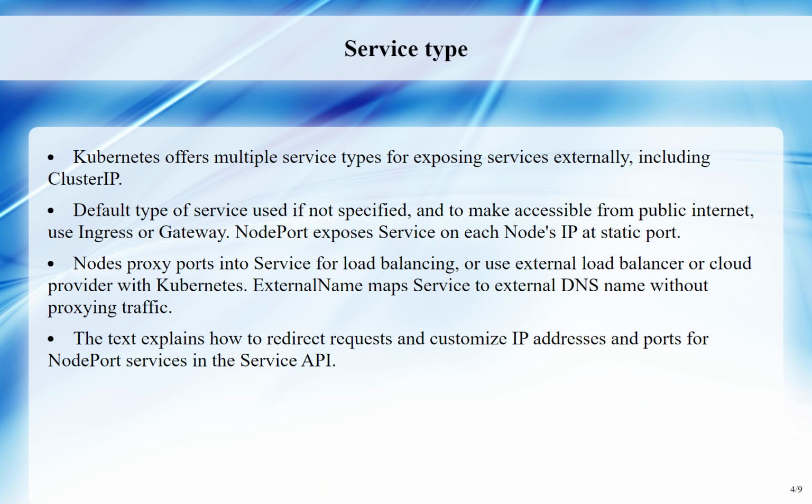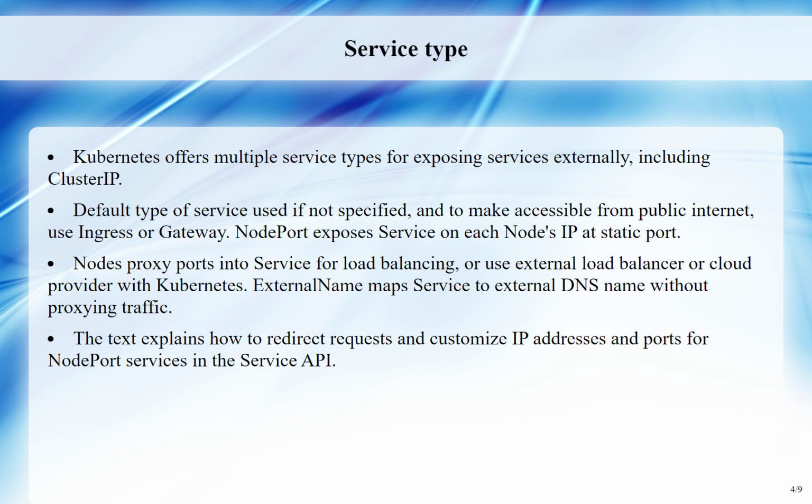It is useful for redirecting requests to a specific host name without exposing any functionality. The type field in the Service API is designed as nested functionality, but you can define a load balancer service by disabling the load balancer node port allocation.